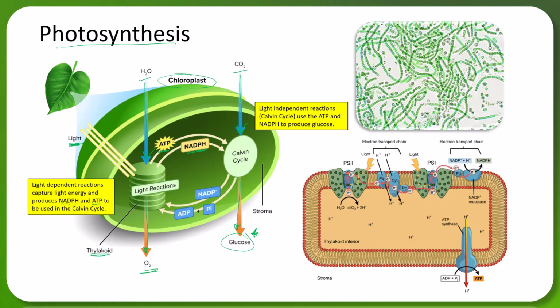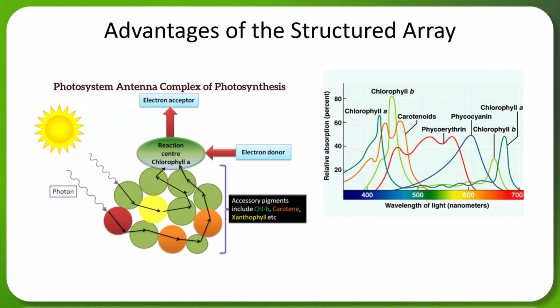This O2 has led to an increase in the O2 concentration of the planet's atmosphere, and is the reason the atmosphere now contains a large abundance of oxygen for not only you, but all other heterotrophs on the planet. So what are the advantages of the structured array? When we talk about structured array, we're talking about the pigments that exist within the actual photosystems themselves.